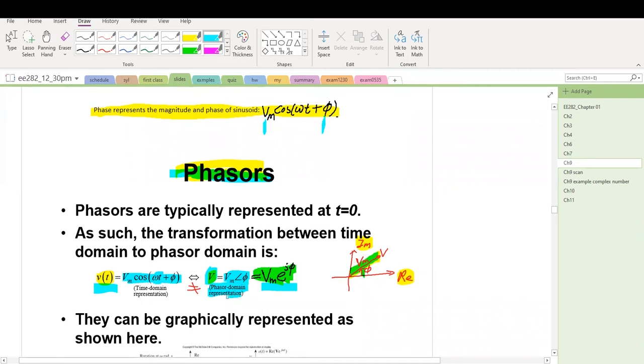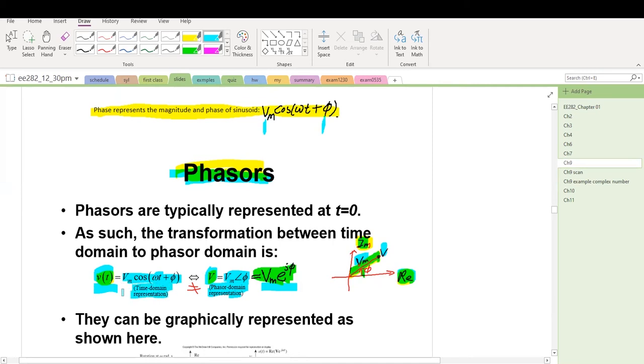Phasor domain means complex domain, also referred to as the frequency domain. If we draw this phasor, this is the real part, this is the imaginary part. This is phasor V, the length, the magnitude is Vm, the angle is phi. So remember, a phasor is in the complex domain. This is a complex number now. And this waveform is a sinusoid, a function of time, in the time domain.